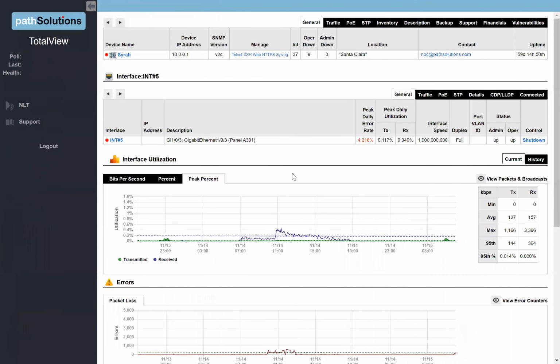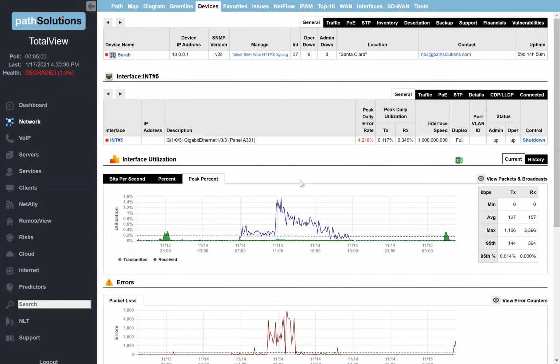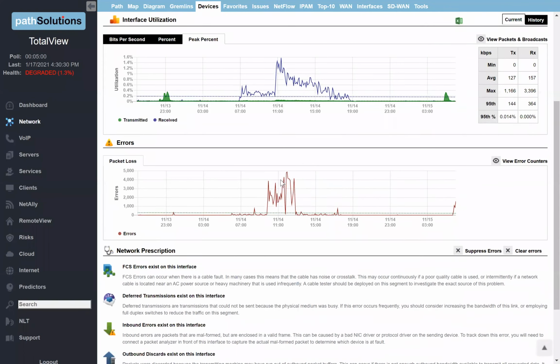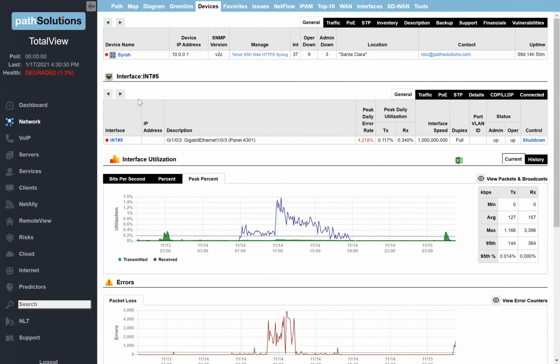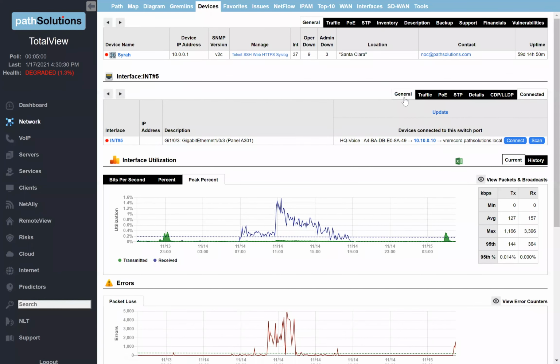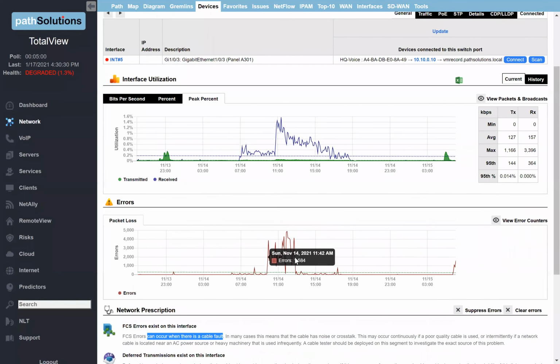I click into the interface and we immediately see the utilization graph. Below that, we see the packet loss graph. And then below that, we see the plain English prescription. And here we're being told we have a cabling issue. So it's that fast and easy to recognize we have a problem on the Syrah switch. We have a problem with interface 5. The problem relates to packet loss. The problem affects this voicemail server. Here's what time the problem started. Here's what time the problem stopped. And here's what the problem is. So we have complete awareness about it and can get it resolved.